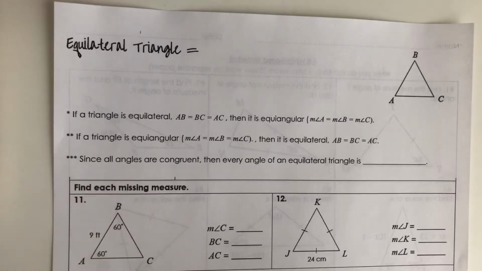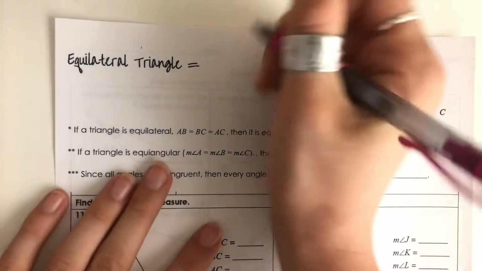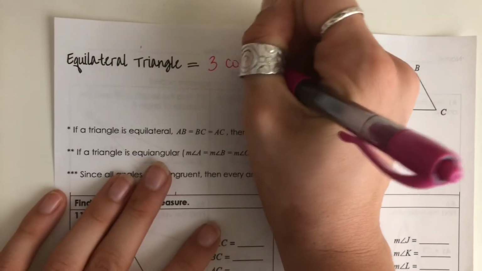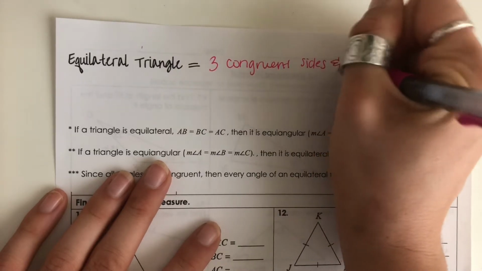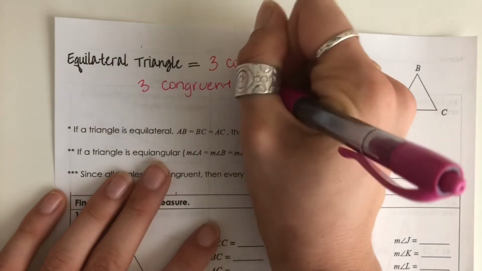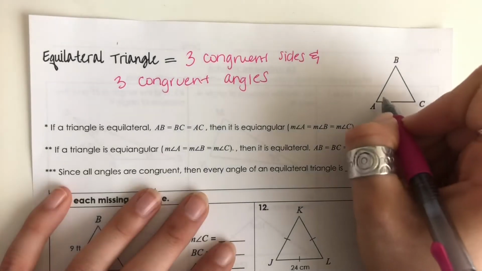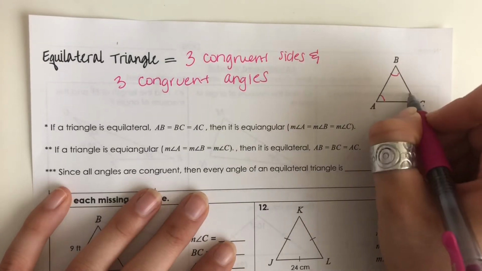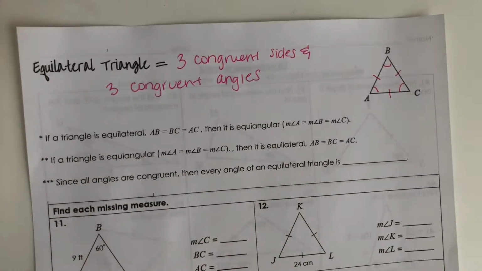All right, quick notes on equilateral triangles. So, an isosceles triangle had 2 congruent sides and 2 congruent angles. An equilateral triangle has 3 congruent sides and 3 congruent angles, which basically just means everything is equal, right? Angle A is equal to B, which is equal to C, and AB is congruent to BC, which is congruent to AC.